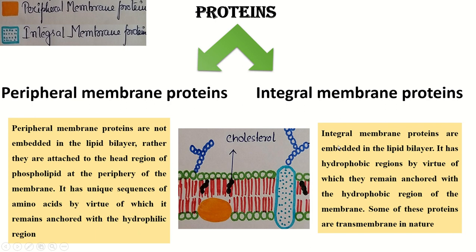Let's see what are integral membrane proteins. Integral membrane proteins are embedded in the lipid bilayer. This is where the difference lies. The peripheral ones are at the periphery or at the border part, but these integral membrane proteins are embedded in the lipid bilayer. They have hydrophobic regions by virtue of which they remain anchored with the hydrophobic region of the membrane. Hydrophobic region means which one? The tail regions. Some of these proteins are transmembrane in nature.